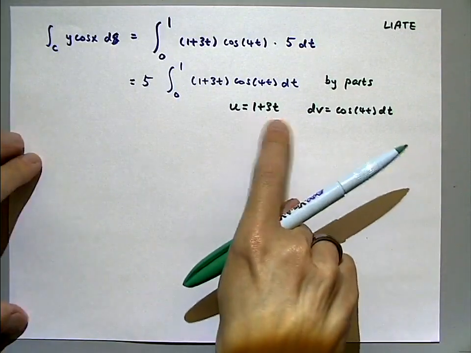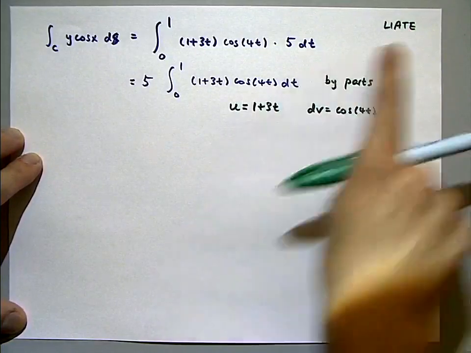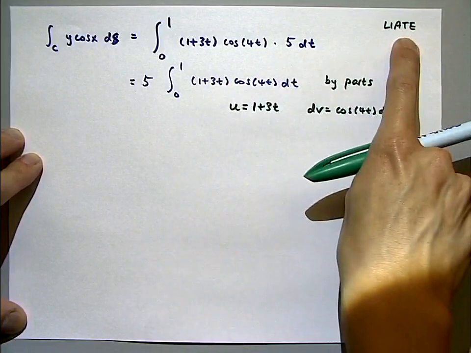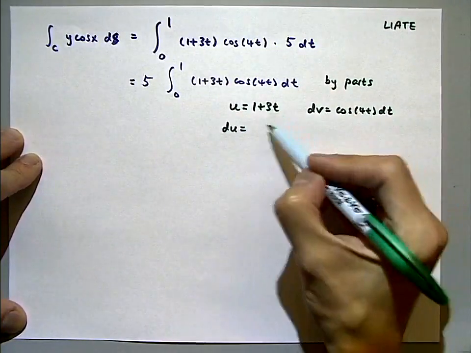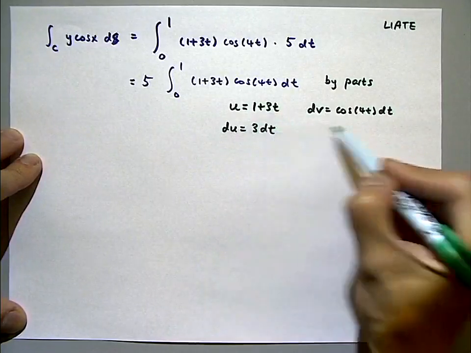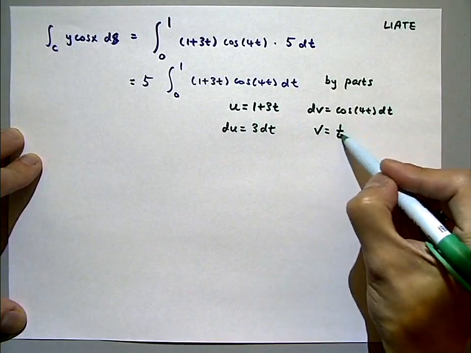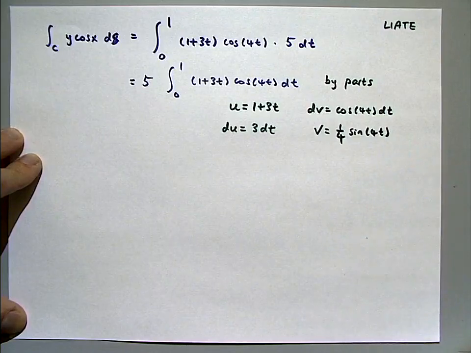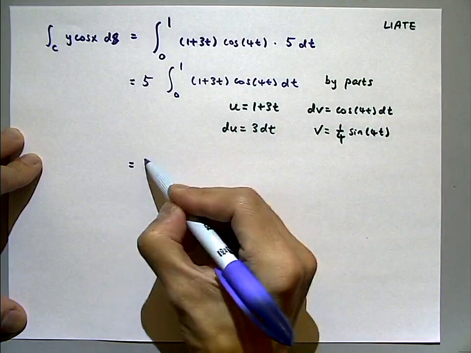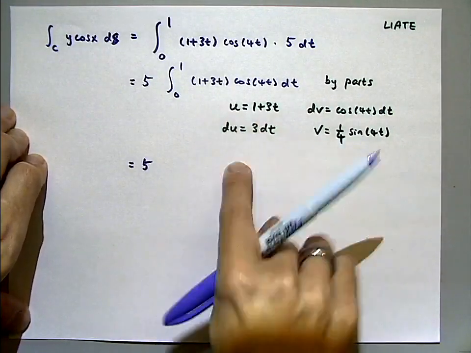So here, this is an algebraic, and then this is a trig. So we pick this before the trig. But anyway, you should know how to integrate by parts. All right, du is 3 dt. V is the integral of that, and that's going to be 1 over 4 sine of 4t. Okay, and then this will turn into uv minus integral v du.